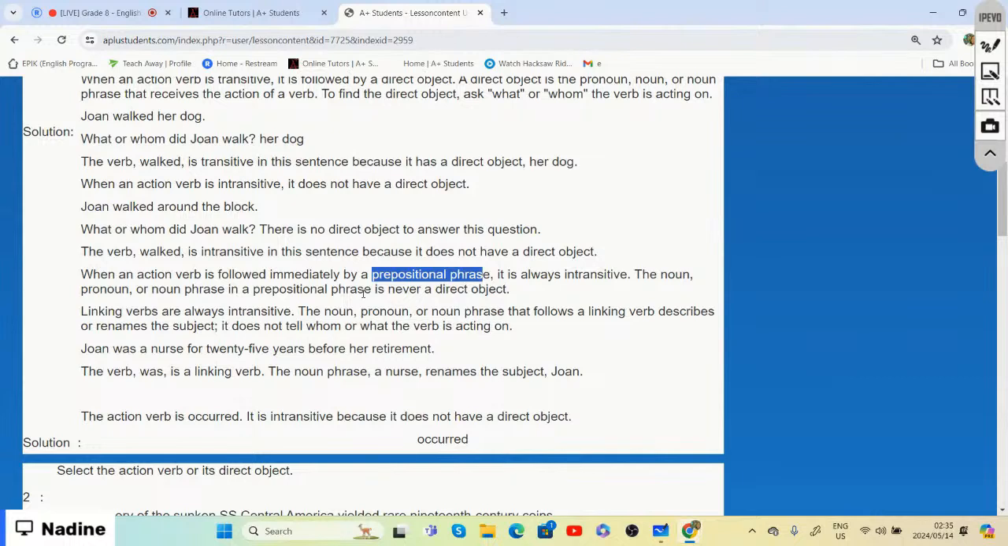And if we look at a few examples thereof, then we can say Joan was a nurse for 25 years before her retirement, right? And the verb was is the linking verb. So Joan was the linking verb. And the noun phrase, which is a nurse, it renames Joan, right? So Joan was a nurse. So Joan the nurse.